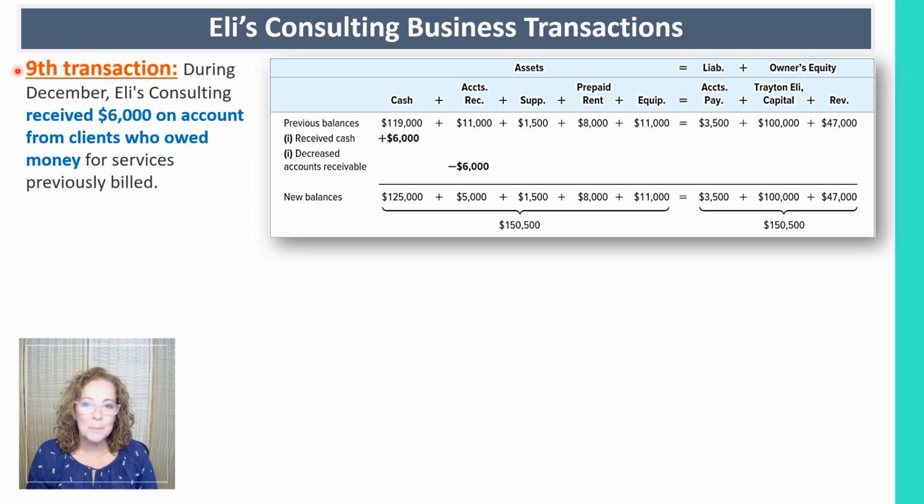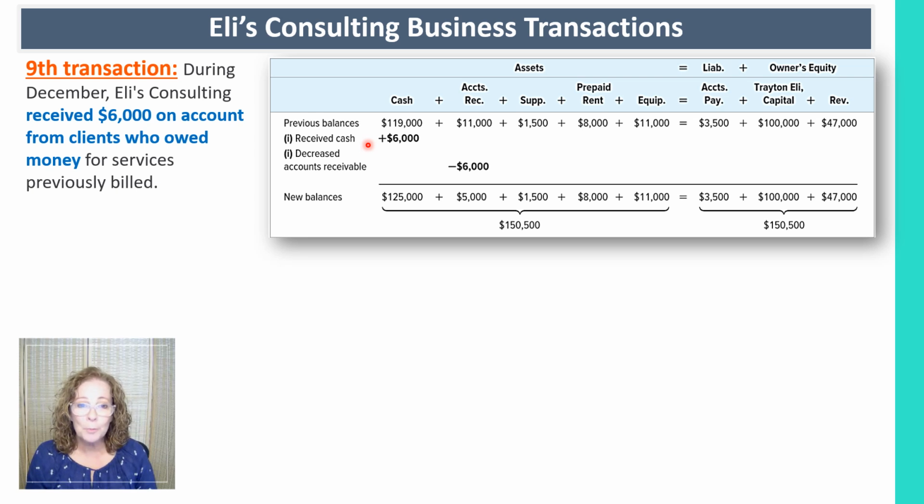Customers owe a business money, they will eventually pay, and hopefully sooner than later. In the ninth transaction, we record the customer payment when Eli's Consulting received $6,000 on account from clients who owed money for services previously billed. The customer gave Eli's Consulting cash and Triton deposited the money, so that bank account now shows more cash. We need to record that in our accounting equation by writing plus $6,000 into the cash column.